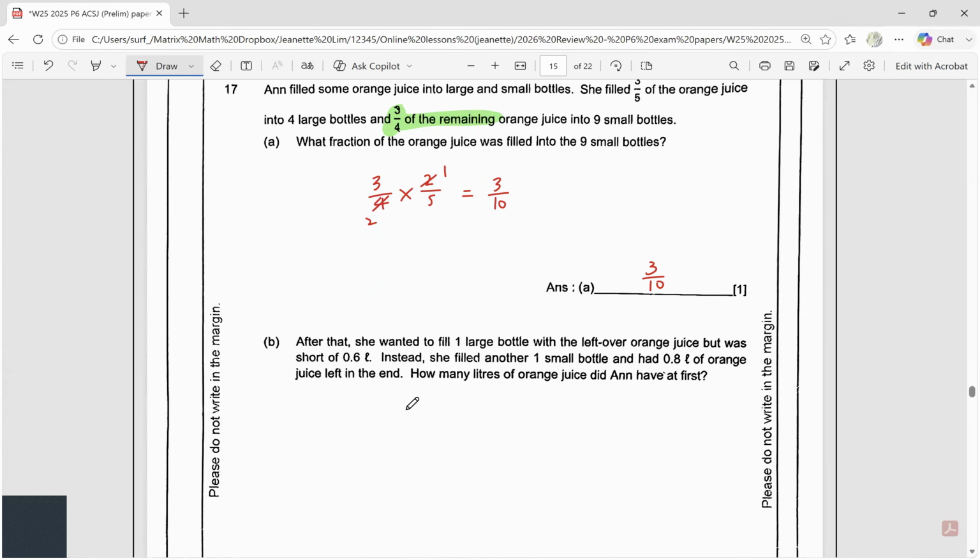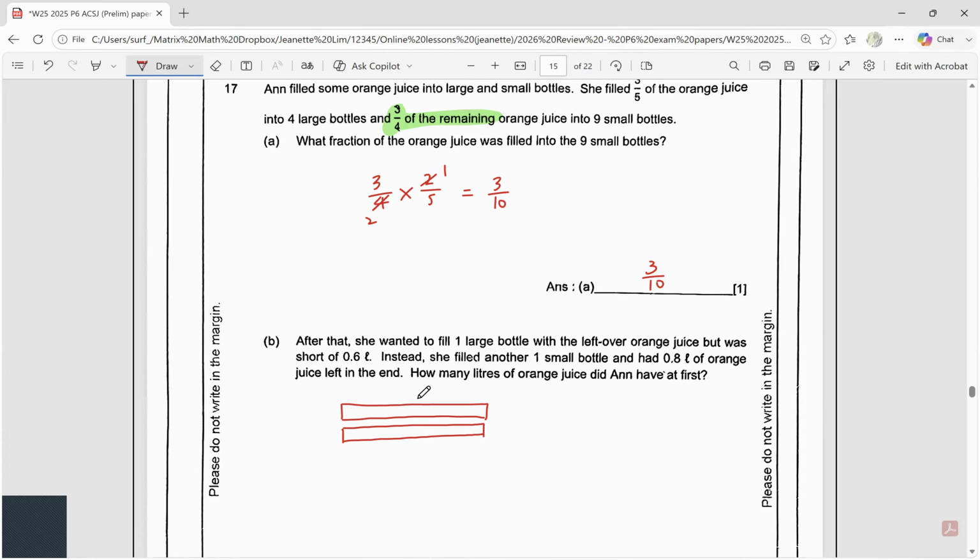Okay, part B. After that, she wanted to fill 1 large with the leftover orange juice, but was short of 0.6 liters. Instead, she filled another one small and had 0.8 liters of orange juice left. How many liters of orange juice did Anne have at first? Okay, so this is a shortage surplus, and I'm going to use a model. So this is the amount left. There are two different scenarios. One is if she were to fill 1 large. The other one is if she were to fill 1 small. So I'll draw two models to represent two different scenarios.